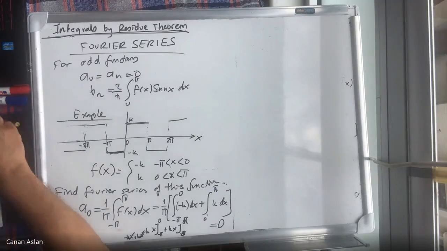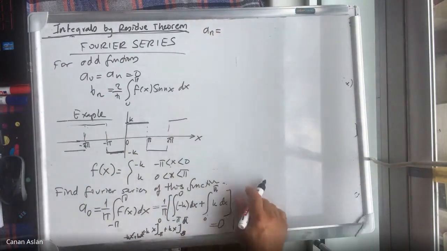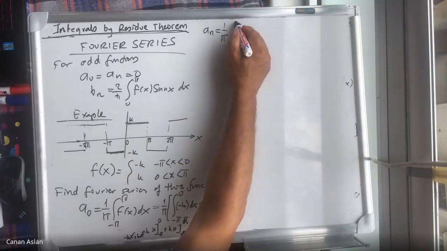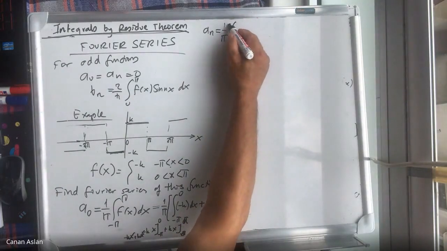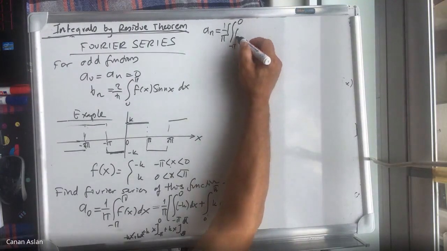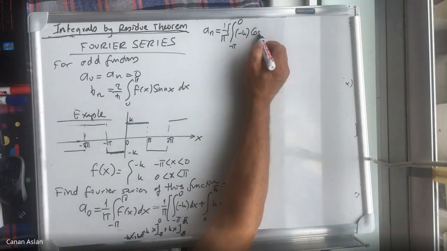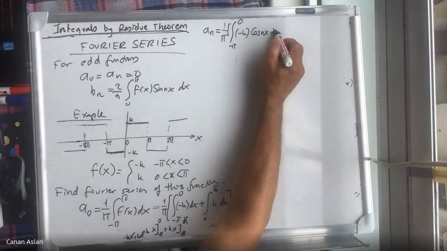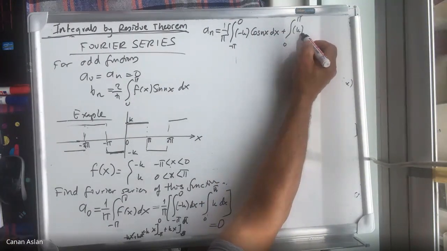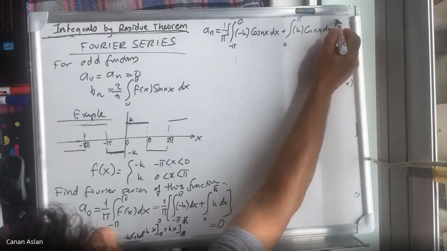So we just write an as 1 over pi, integral from minus pi to pi. Again, we separate this region into two parts: minus pi to 0, minus k, the value of the function between minus pi and 0, times cosine nx dx, and then the other one is from 0 to pi. In this case, the function is k times cosine nx again, dx.